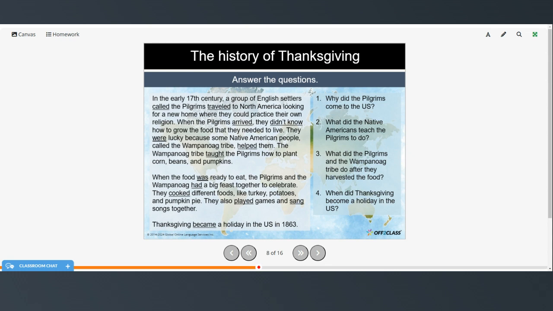Well, they were looking for a new home where they could practice their own religion. What did the Native Americans teach the Pilgrims how to do? They taught them how to plant corn, beans, and pumpkins. What did the Pilgrims and the Wampanoag tribe do after they harvested the food? They had a big feast to celebrate. They cooked different foods, played games, and sang songs. And when did Thanksgiving become a holiday in the United States? In 1863.